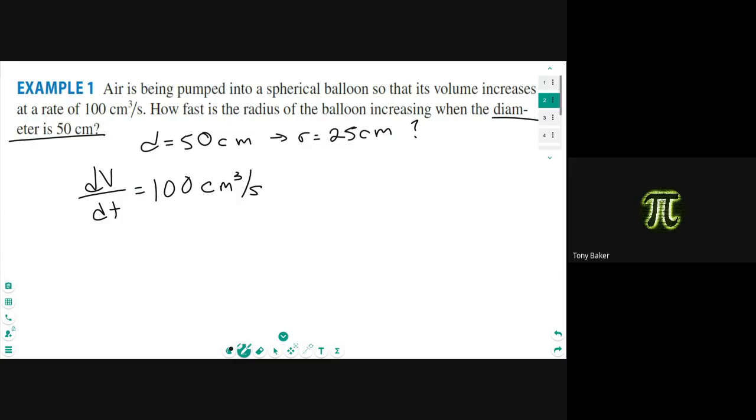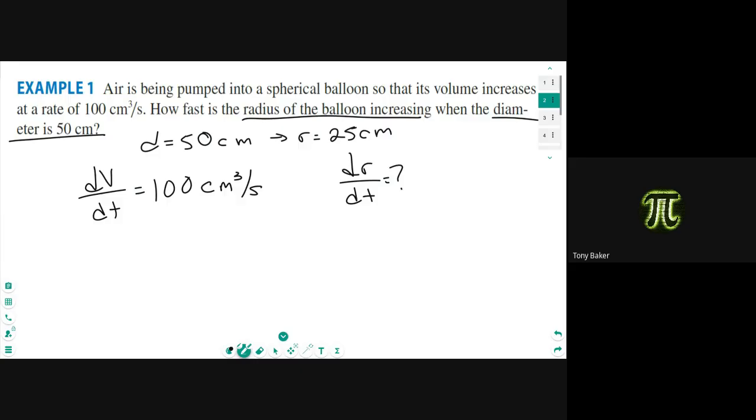All right. So we've got those pieces of information. And I'm looking for how fast the radius is changing, right? So I'm looking for dr dt. That's what I'm looking for.